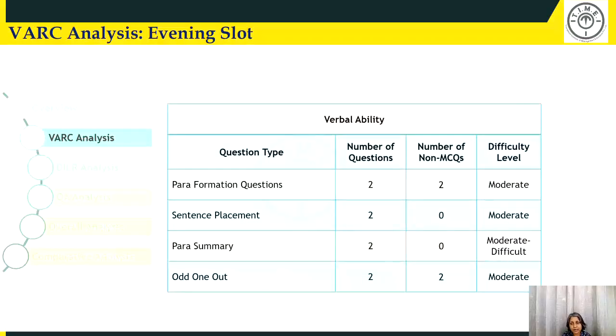And in verbal ability also, the level of difficulty was moderate in most of the cases, and para summary, one can say, was slightly higher difficulty level. Overall, between RC and VA, perhaps the VA questions were more doable than the RC, but of course one has to do RC also to get a good score, can't do only VA.